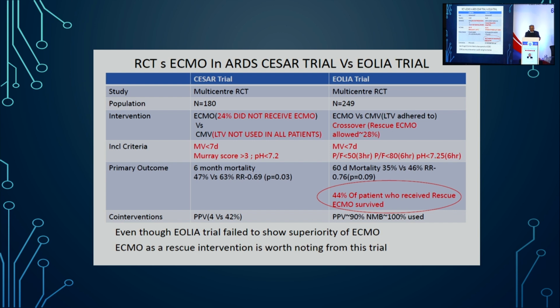And there was some mortality benefit in the CESAR trial, but it showed that ECMO can be initiated in centers which are used to doing ECMO, and patients can be transferred safely to these centers from other centers. Although there was no significant mortality benefit in the EOLIA trial, 44% of patients who received rescue ECMO survived. Probably many of them would have died if they were not put on ECMO.